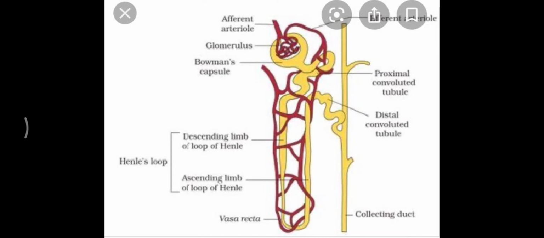All the collecting ducts open into the ureter. The ureter finally opens into the bladder, and the bladder leads to the urethra, from where the urine moves out. So this is the detailed account of the unit of the kidney, that is the nephron.